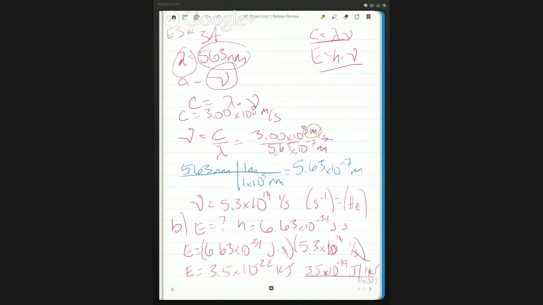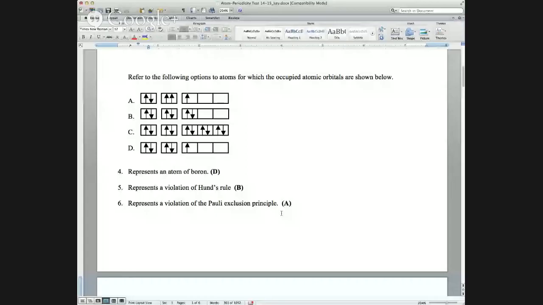Oh, here's a question. Number 5 on the multiple choice. Sure. Let's look at number 5. Which represents a violation of Hund's rule? If you remember, for the Aufbau principle, answer A, you have to fill the lowest energy levels first. Hund's rule says you have to put 1 electron in each orbital of a subshell before you can add a second one. So B is the violation, because you didn't add 1 to each orbital before you added the second one.